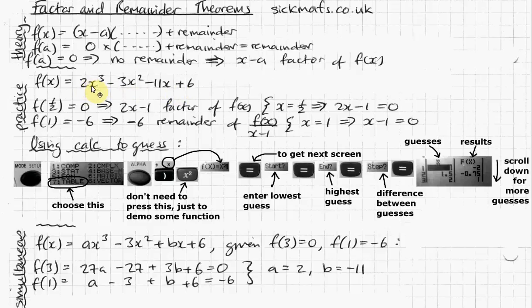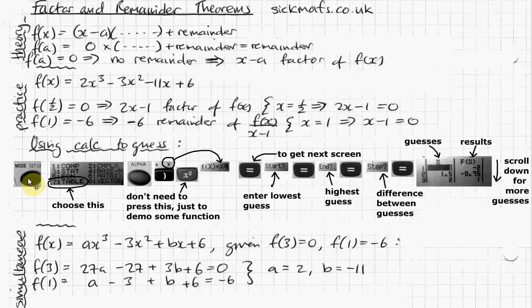So you do 2 times 1 cubed minus 3 times 1 squared minus 11 times 1 plus 6. If you work that out, that's 2 minus 3 minus 11 plus 6, which is minus 6. I hope. Yes, it is. Now, using the calculator to guess all these different values is really simple.